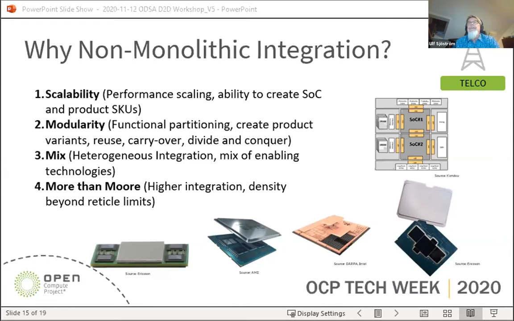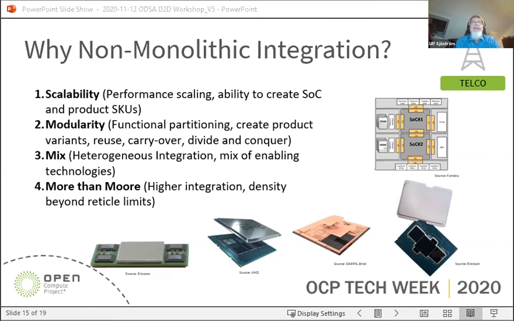Another reason is to achieve modularity. In very many cases in our space, it's around doing functional partitioning. It's to create product variants. It's also about productivity and reuse and carryover of SoC solutions between technology generations. And it's also a lot around divide and conquer: instead of building one extremely complex chip, you can split it up.